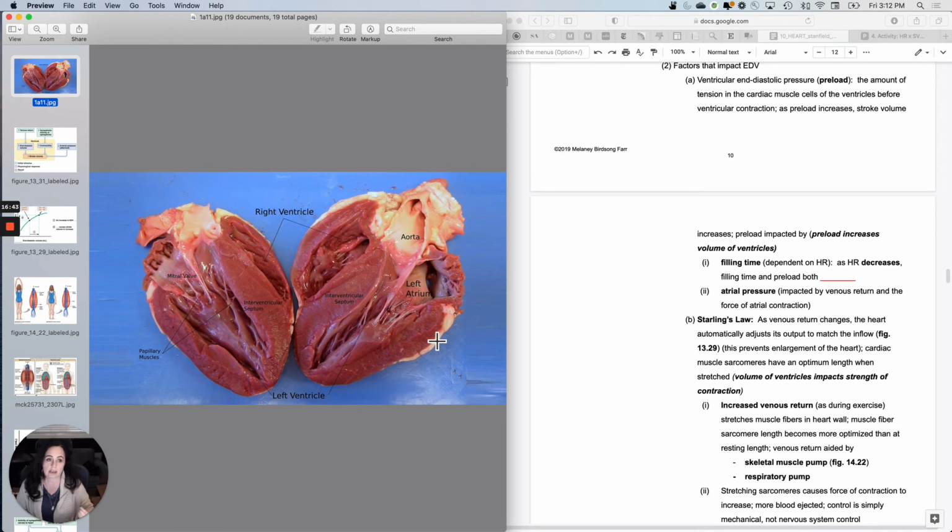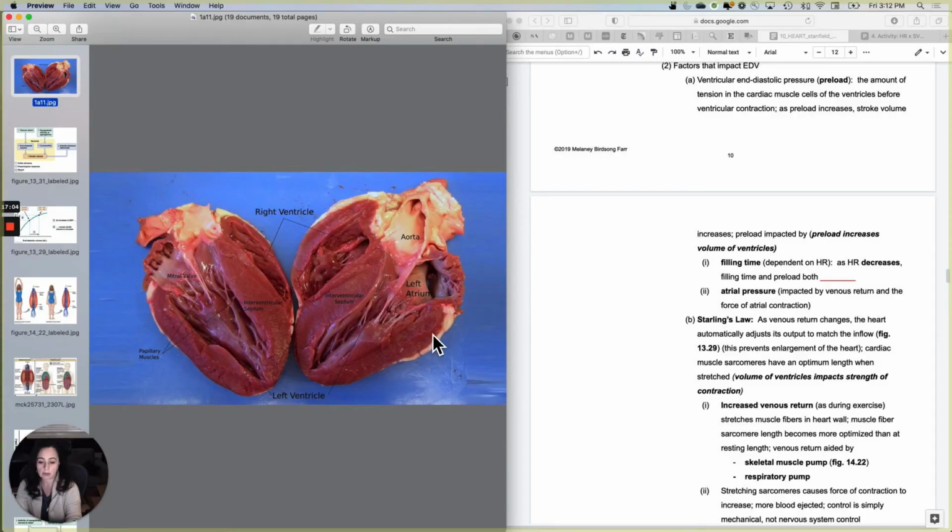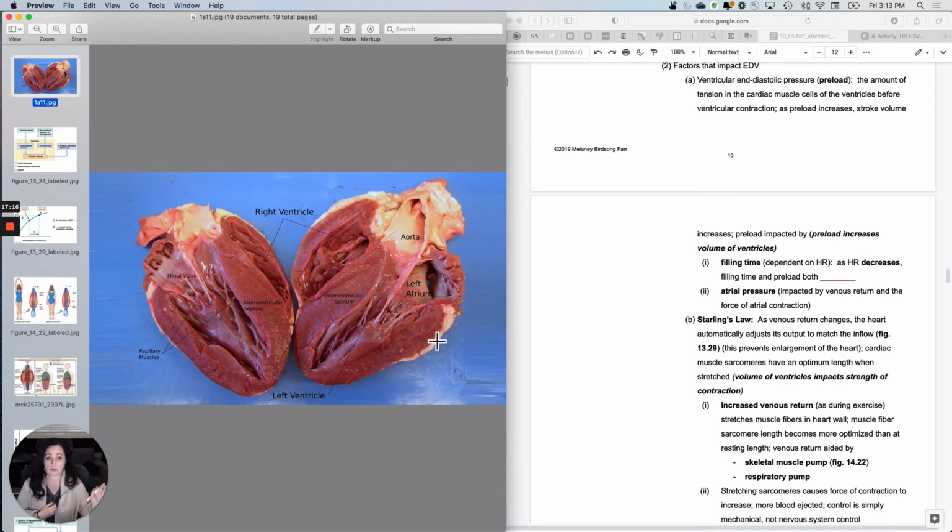Well, one of the things is how much filling time you actually give those ventricles. If your heart rate is beating super duper fast, then you don't have that much time for filling. If you slow it down just a little bit, then the ventricles can get really full before they contract. So filling time is kind of dependent on heart rate. So within reason, as heart rate decreases, filling time and preload both increase, okay? Now you can get too slow, right? And then the whole thing will shut down.